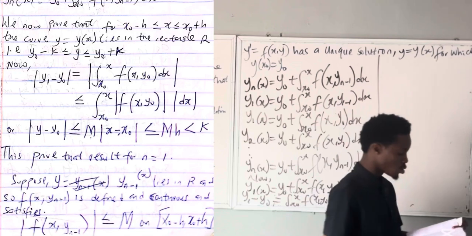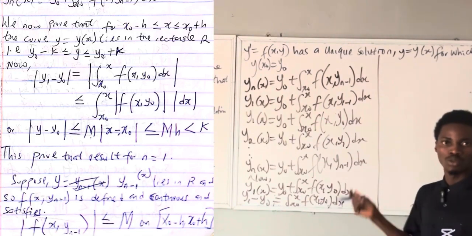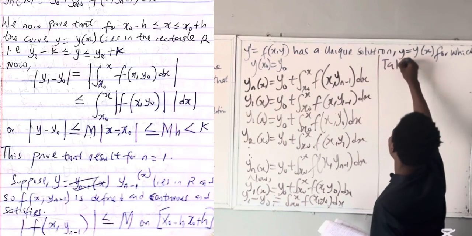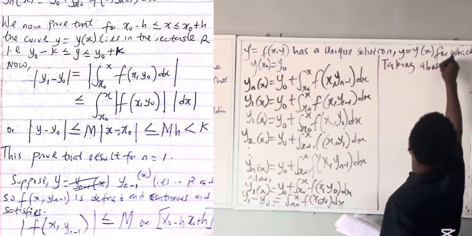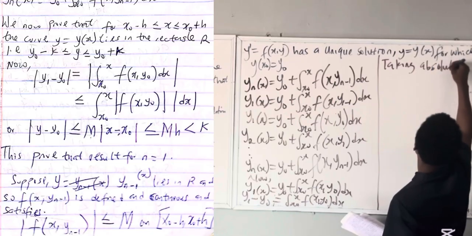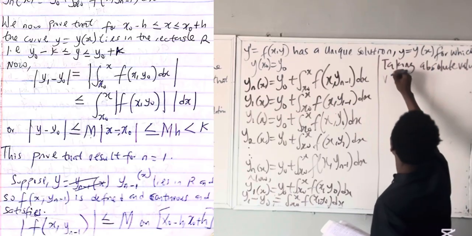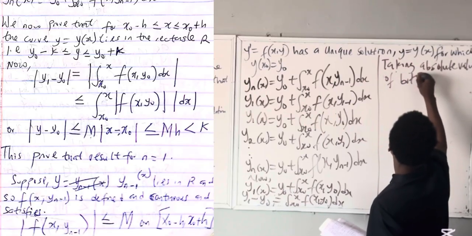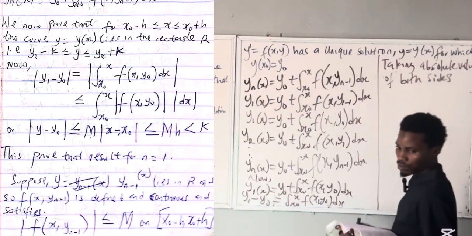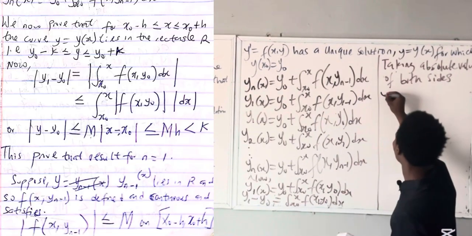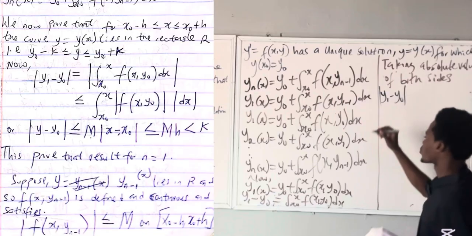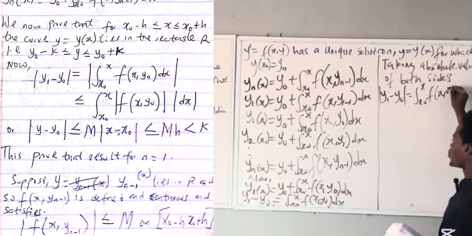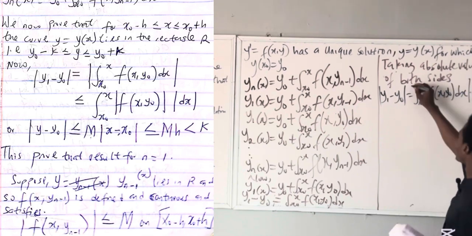You can see from there. So what did they do next? They now take the absolute value of both sides. When they take the absolute value of both sides, what did they have? The absolute value of y1 minus y naught will give me the absolute value of the integral from x naught to x of f of x, y naught, dx. So I have something like this.